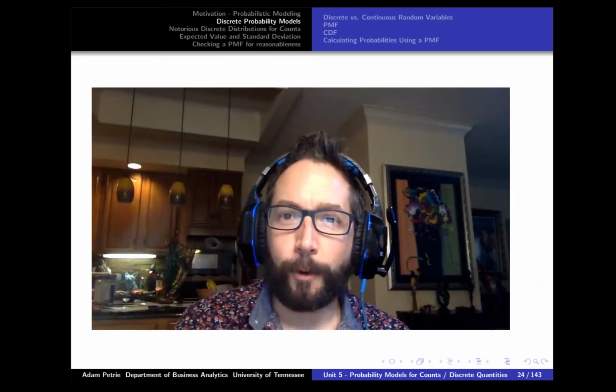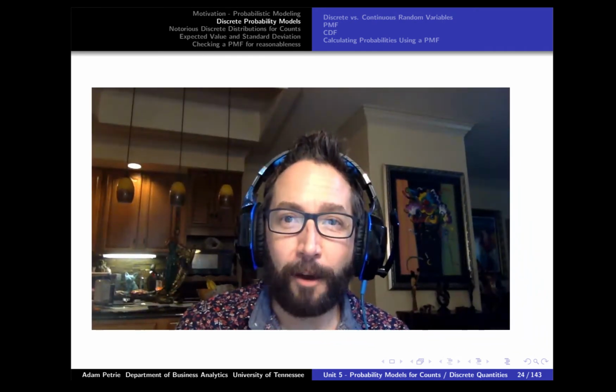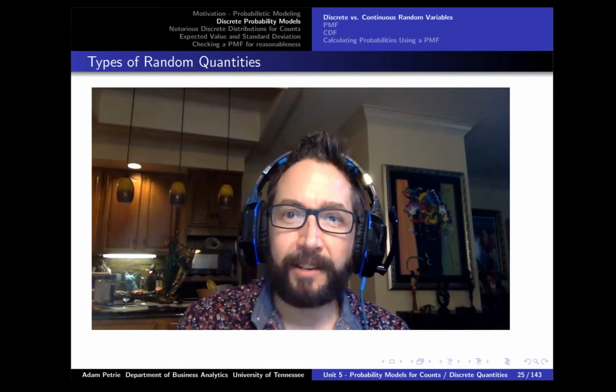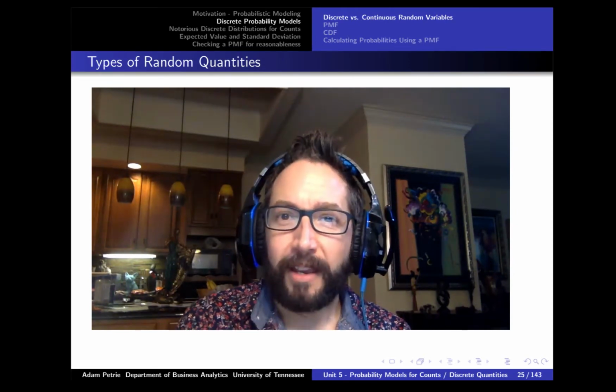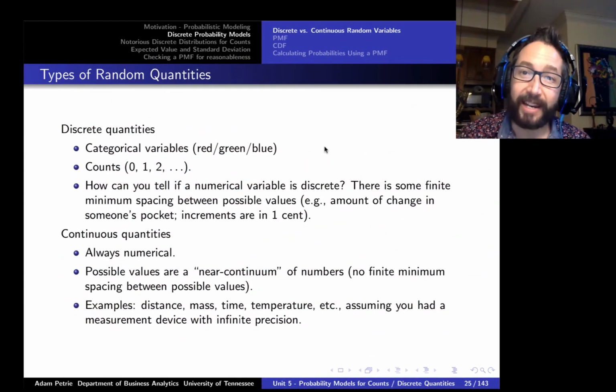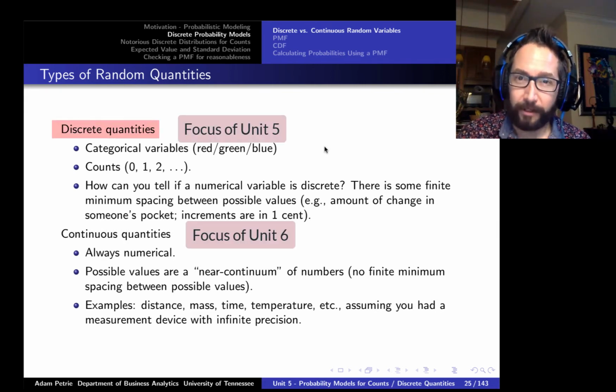the groundwork for being able to talk meaningfully about probability models. And overall, we want to split the types of quantities that we're studying into two broad groups, basically a discrete quantity and a continuous quantity. And this unit is all about coming up with probability models for discrete quantities. So what are they? Well, in a business analytics context, mostly they're counts.